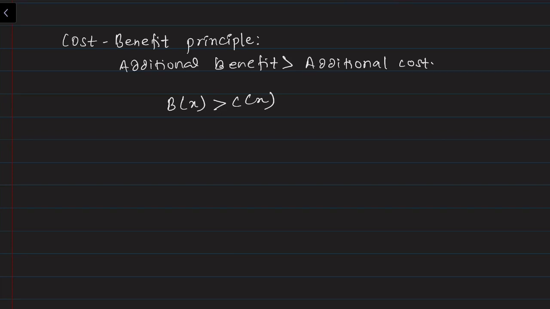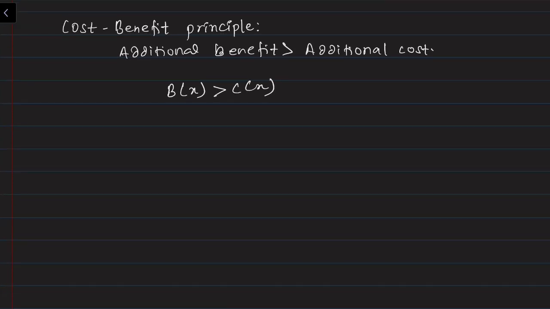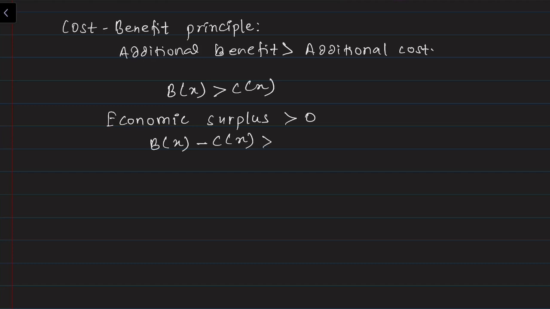I can also state this principle in a different way, that a rational individual should take an action if the economic surplus is greater than 0 or positive. Economic surplus is the difference between additional benefit and the additional cost. So if the economic surplus is positive, then I should do the activity X, and if it is not, then I should not do the activity X.